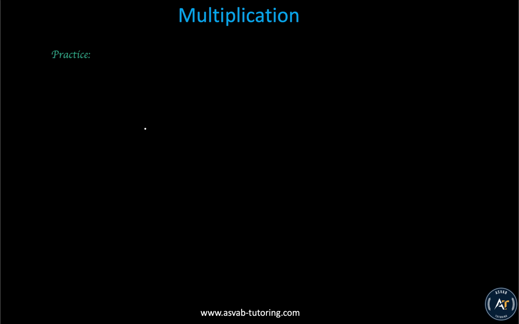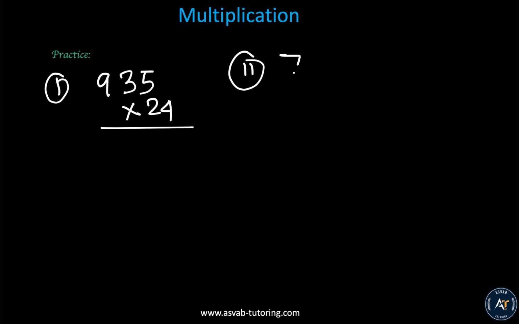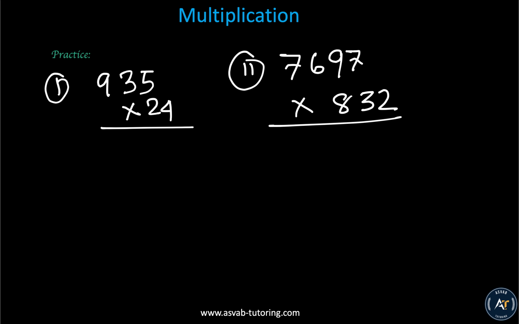I'll write 3 problems for you. Number 1 is 935 multiply 24. Number 2 will be 7697 multiply by 832, and the last one will be 9029 multiply by 57, right?